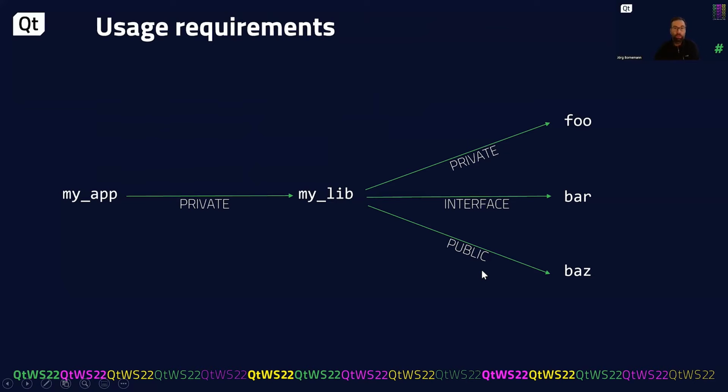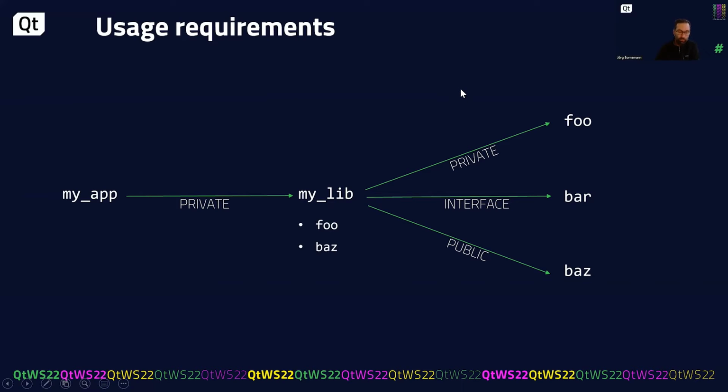Assume we have an executable target myapp that links against the library mylib. Mylib in turn links against the libraries foo, bar, and baz, but with different keywords in the target_link_libraries call. Libraries linked with the INTERFACE keyword are linked to the so-called link interface. That means here that every library that links against mylib links against bar as well. So myapp will also link against bar, but it won't link against foo because of the PRIVATE keyword here. PUBLIC is a combination of PRIVATE and INTERFACE.